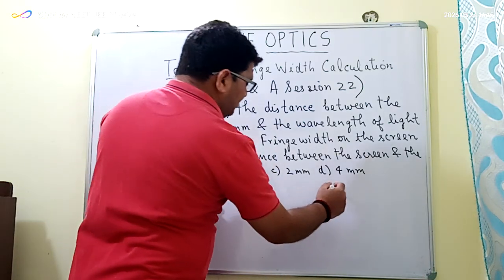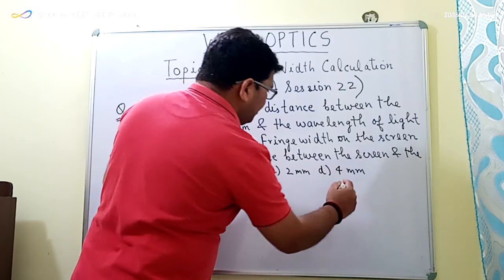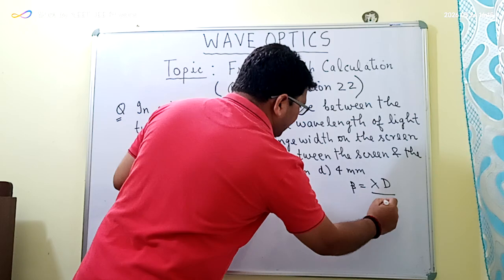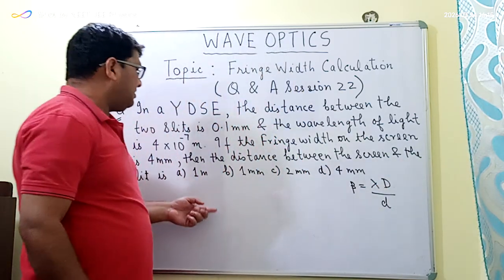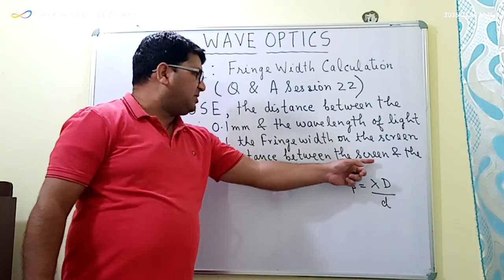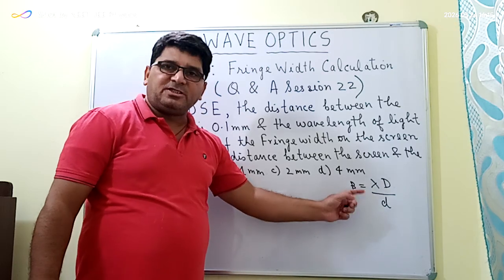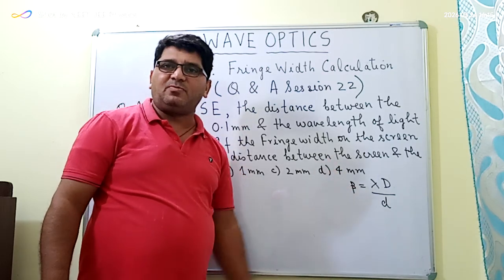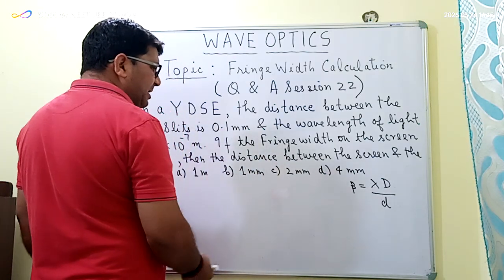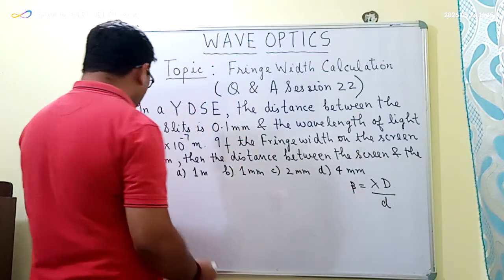So as we all know, the formula for the fringe width, that is beta, is equal to lambda capital D divided by small d. Here small d is the distance between the two slits and capital D is the distance between the screen and the slit, and here beta is the fringe width, and fringe width is the distance between the two consecutive bright or dark fringes. So by using this formula we can easily calculate the value of this capital D, which is the distance between the screen and the slit.